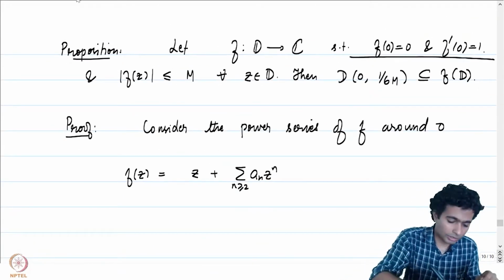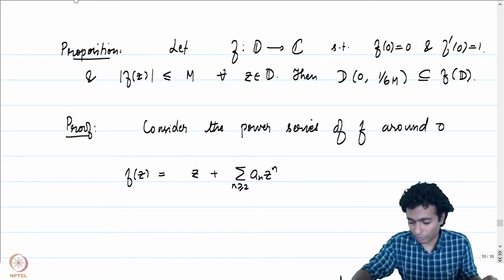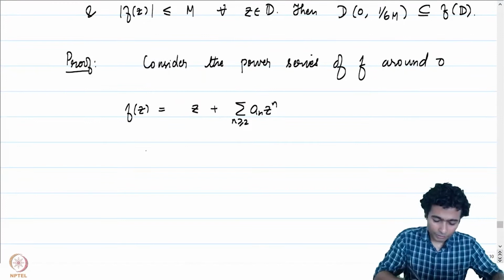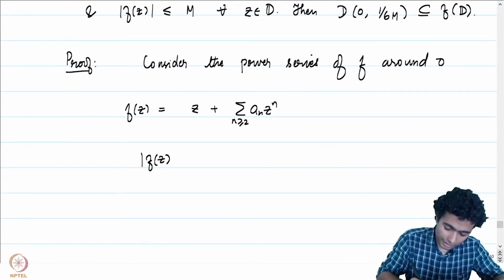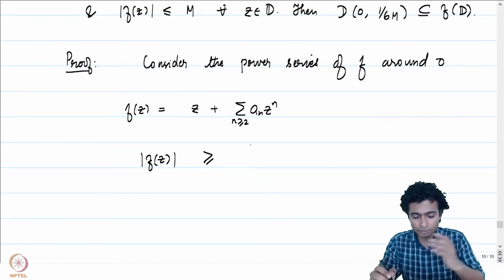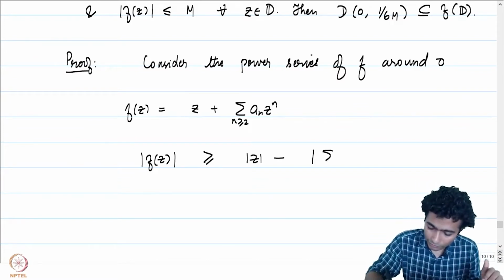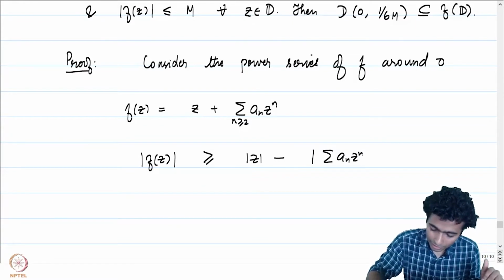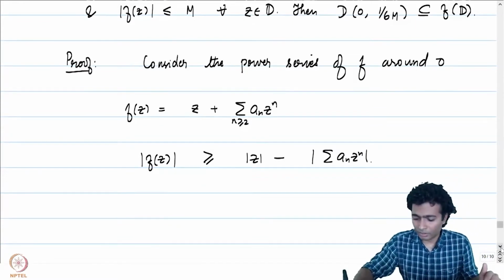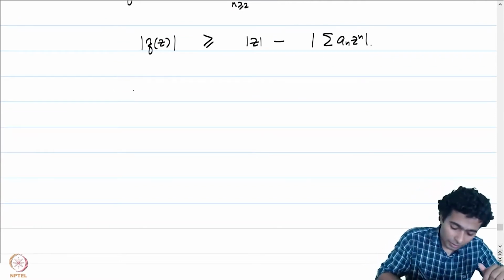F prime of 0 is equal to 1 tells us that the coefficient of z is equal to 1. And therefore, the absolute value of f of z is greater than or equal to the absolute value of z minus the absolute value of the summation a_n z to the power n. Let's focus on the second term. If you look at a_n, what is a_n?